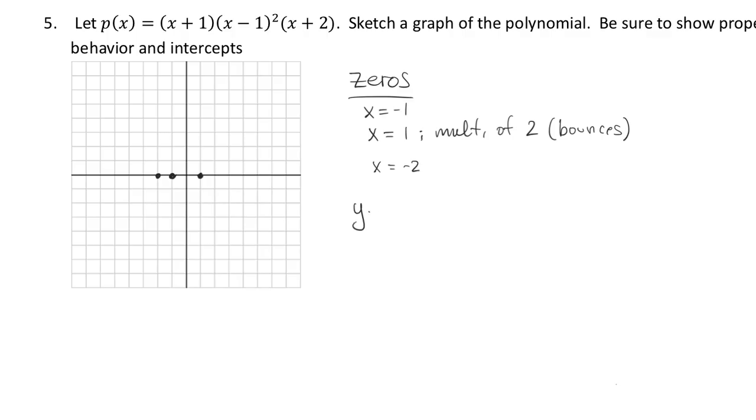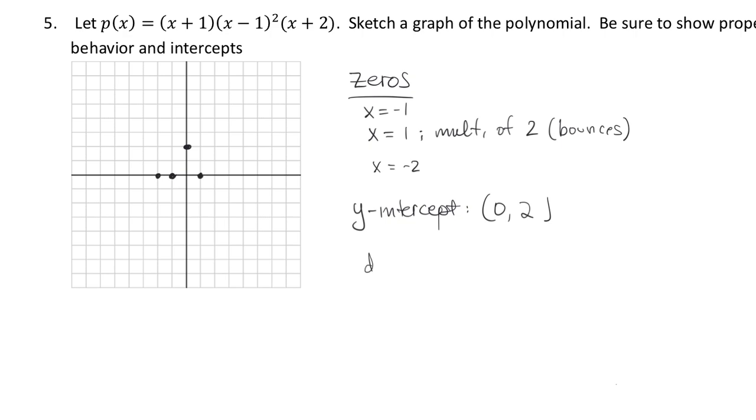Now we need the y-intercept. This is when x is equal to 0. So if we plug a 0 in for x, 0 plus 1 is 1. 0 minus 1 is -1, but -1 squared is 1. So we have 1 times 1. Here we have 0 plus 2, which is 2. So we have 1 times 1 times 2, which is 2. So the y-intercept is 2.